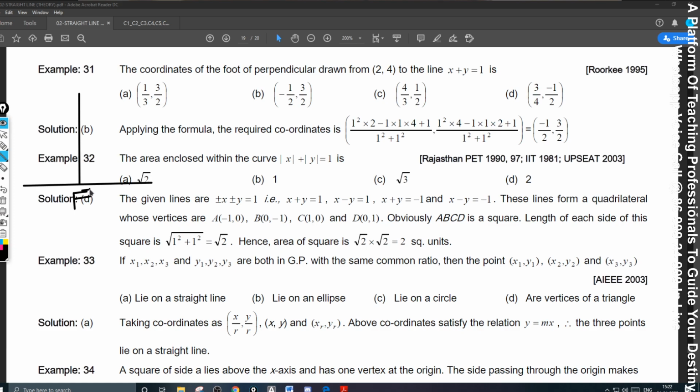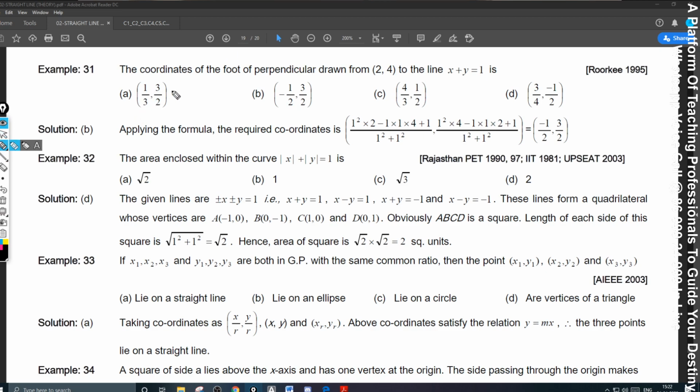Where does this foot lie? Lying on the line itself. So just verify the options by substituting in the line equation. Then it is done. You can go like that, but if more than one correct answer is there, then you have to go for the method.